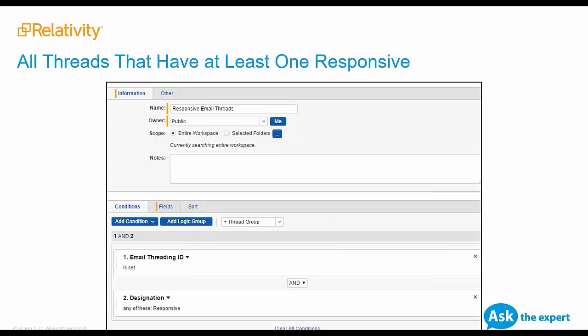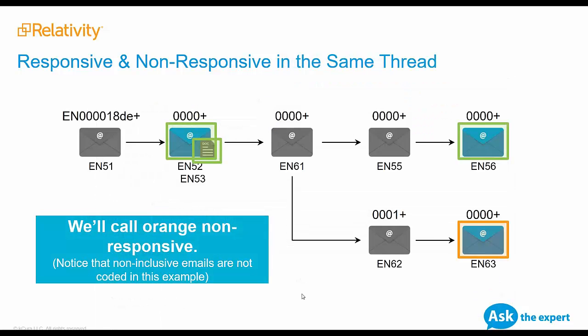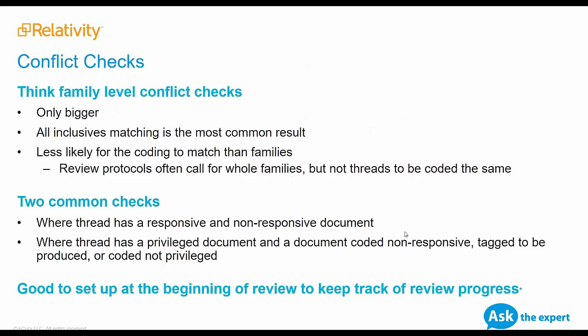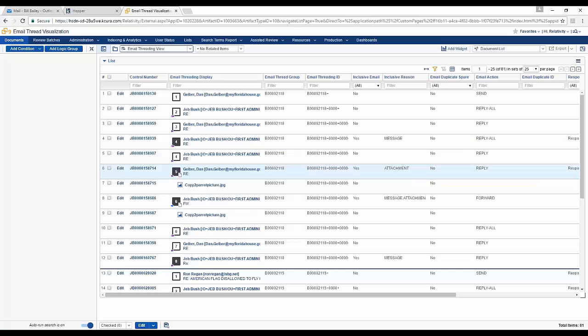And you set up your searches. You set up a search that brings back your responsive documents, include the thread group, and then you'd reference that search and then pull back anything in that search where there's also non-responsive. So that's your conflict right there. And this kind of illustrates that we've got 2 responsive and then 1 non-responsive down here. And these are often good to set up at the beginning of review to track your progress. It's often a good practice. All right, let's hop over and take a look how this might play out.